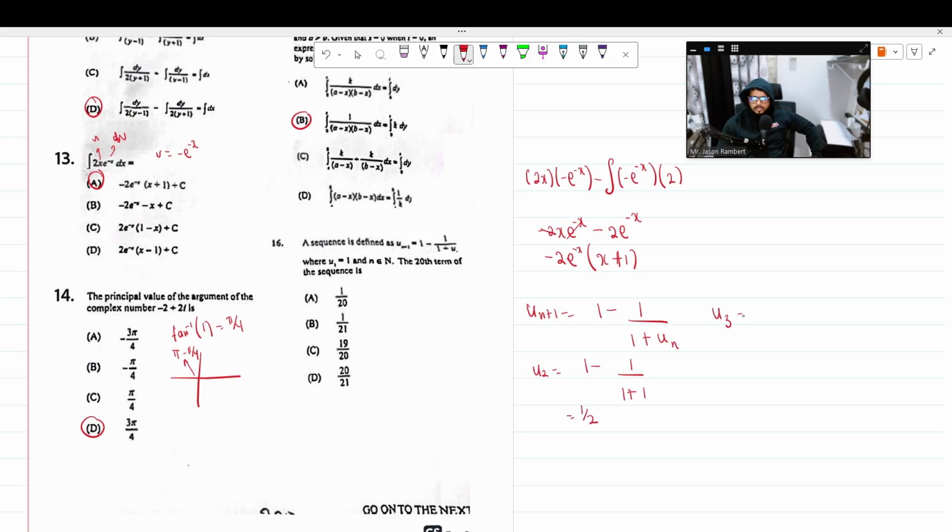So, once your maths is in, this is a repeat question. U3 is going to be 1/3. U4 is going to be 1/4. So, therefore, U20 is 1 over 20. The answer is A.